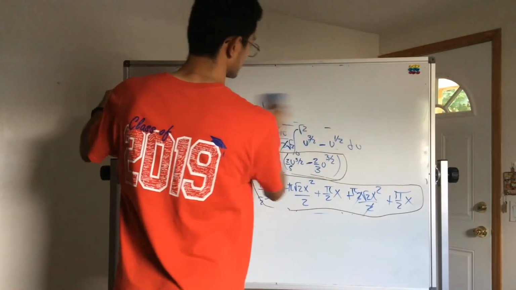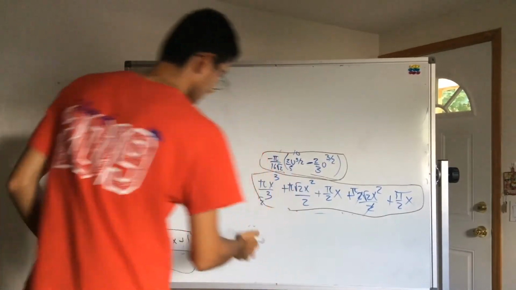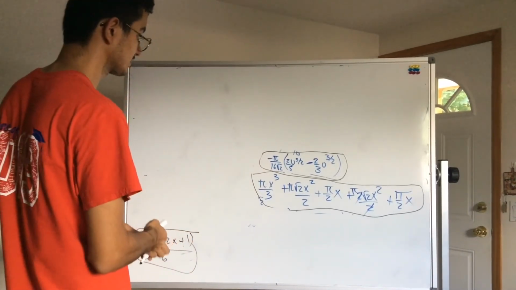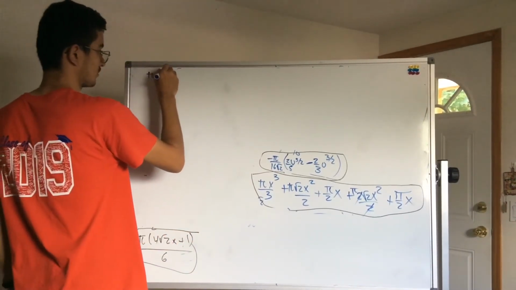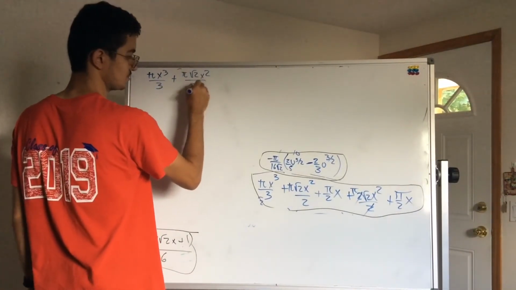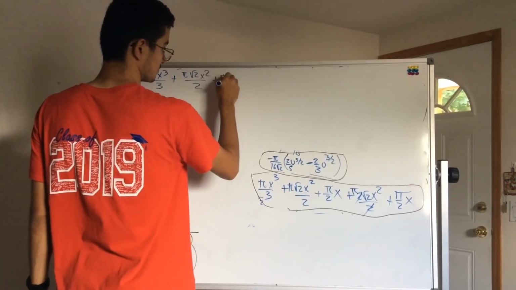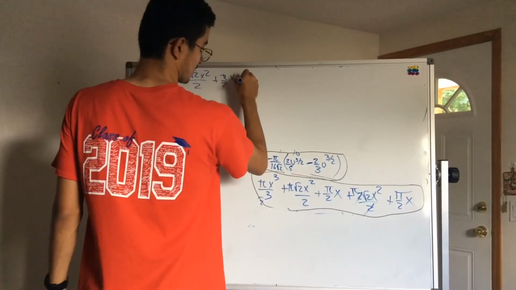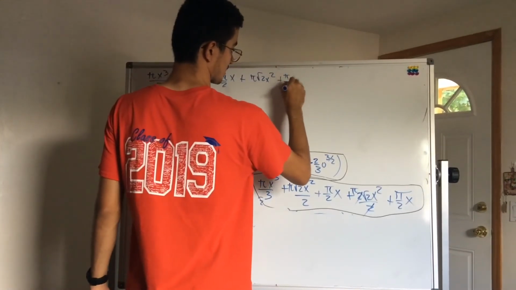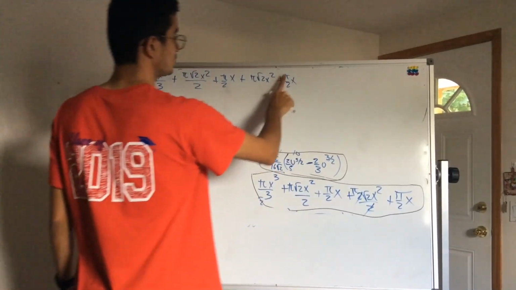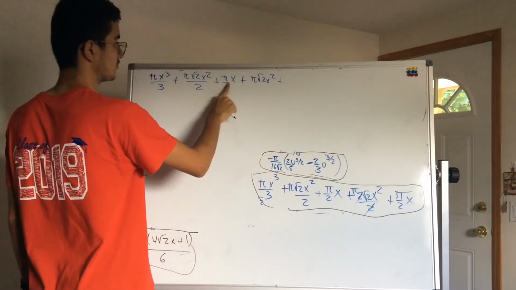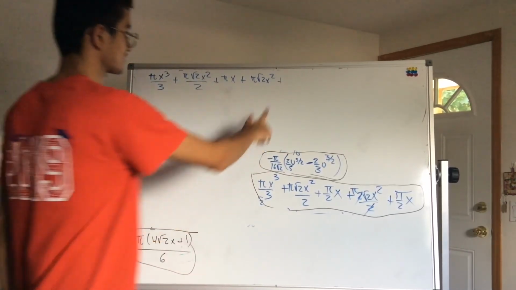Let's just get more space out. Okay. So let's bring everything together. So we have pi x cubed over 3, plus pi root 2 x squared over 2 plus pi over 2 x, plus pi root 2 x squared plus pi over 2 x. So look at that. That's 2 pi over 2x. So we can already add that together, and we get only 1 pi x. So we get pi x.